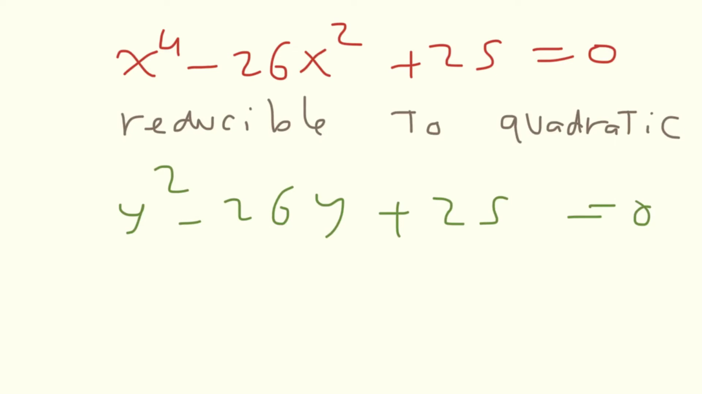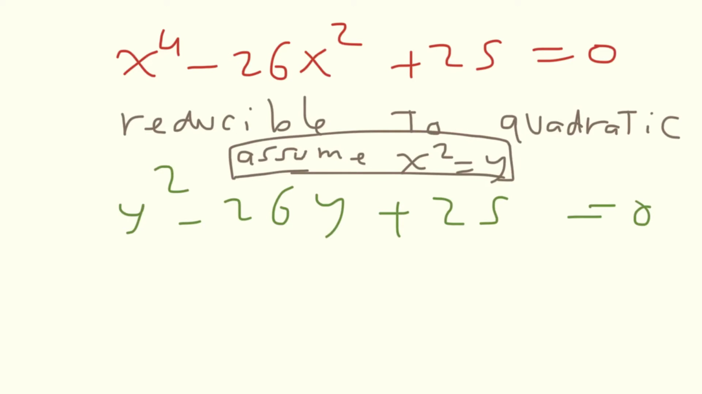We'll assume here that x squared equal to y. This x squared becomes y. Small assumption. Okay? And once we make this small assumption, we understand also that, of course, x power 4 equal to y squared.